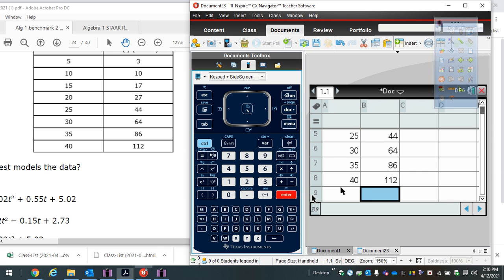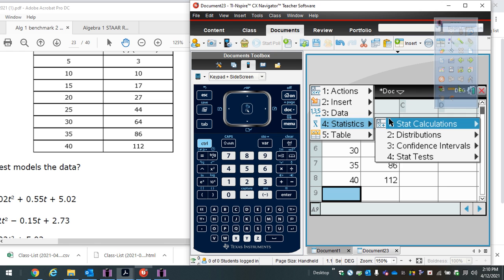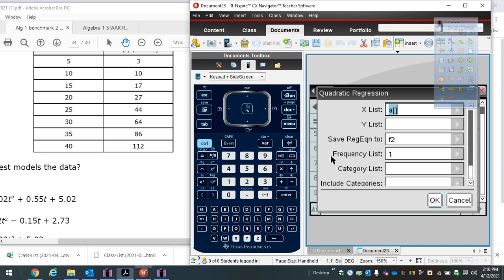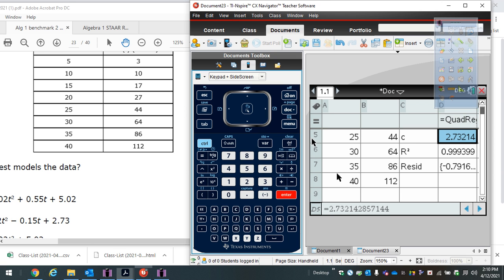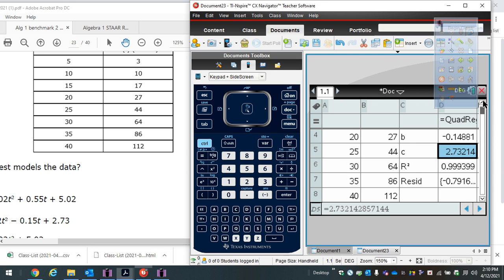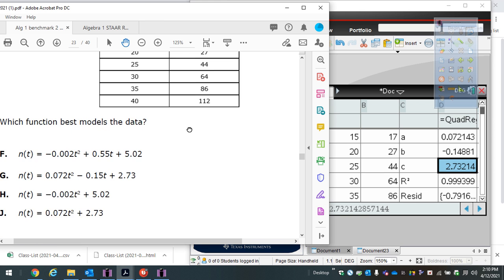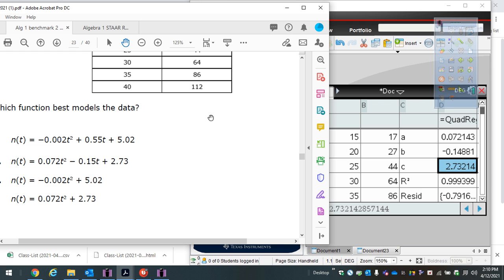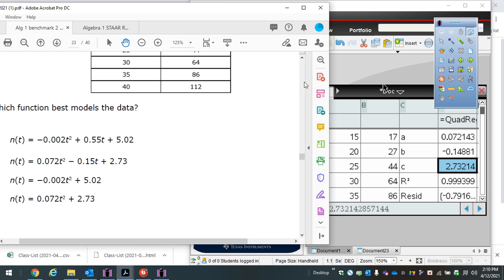Now come back here, menu, 416, B, quadratic. Let me scoot up.